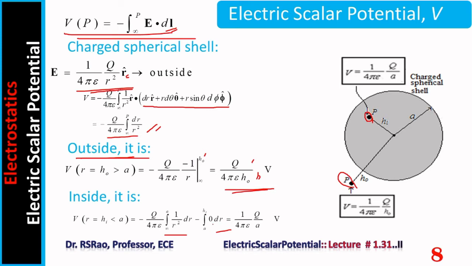But inside the shell, the field intensity is 0. That's why I kept 0. So this term becomes 0. You are left with only this term. Performing the integration results in 1 by 4 pi epsilon q by a. Here q is the total charge over the spherical shell.